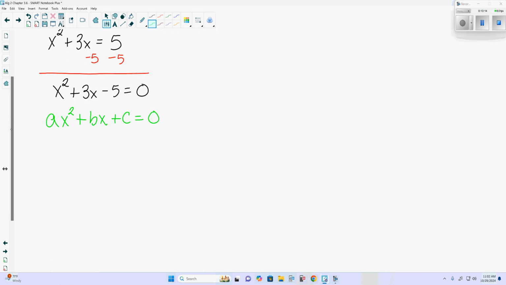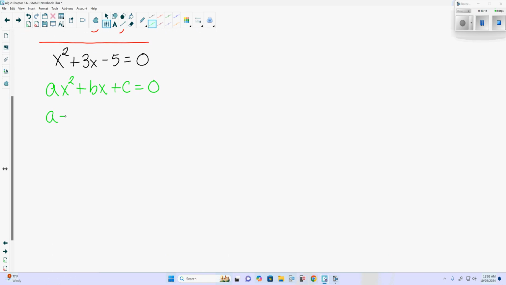So we needed to get this equation equal to 0 so I can figure out what the values of a, b, and c are. Negative 5. So a is indeed 1. A is the number in front of x squared, so it is 1. B is the number in front of x, which is positive 3. And c is our number without a variable, which is negative 5.